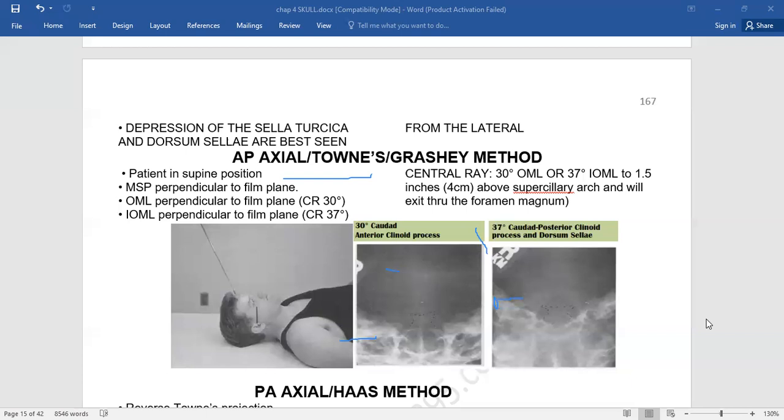If IOML, 37 degrees to enter 1.5 inches above the superciliary arc and will exit through the foramen magnum. As you can see sa ating picture. So kapag 30 degrees caudad, pag sinabi natin caudad, papunta sa baba yung direction ng kanyang central ray. So mas makikita yung anterior clinoid process. Kapag naman IOML, 37 degrees, yung makikita is also the clinoid process together with the dorsum sellae.